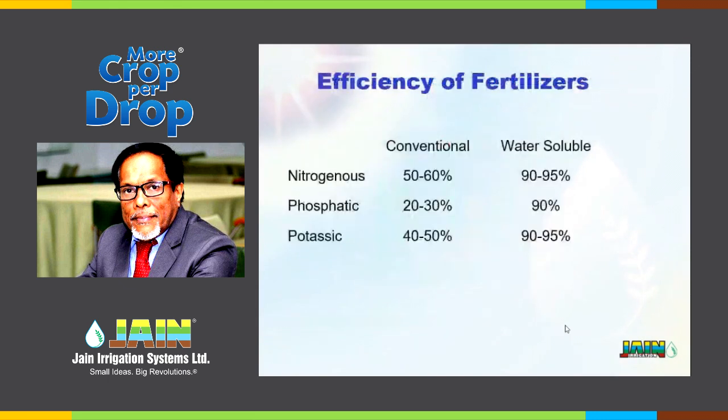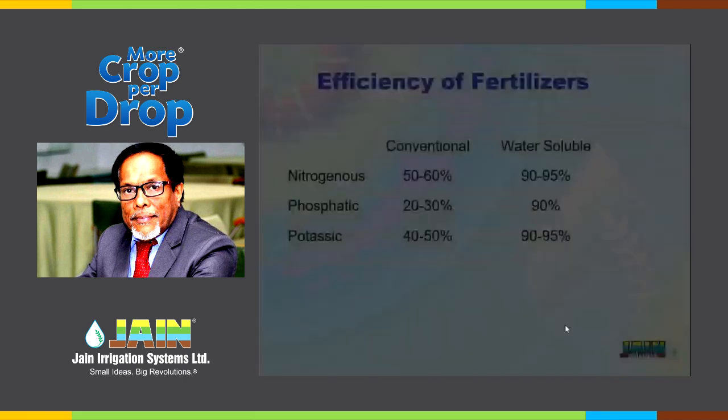Generally speaking, from conventional to water soluble fertilizers, you increase the efficiency of the fertilizers. Nitrogen goes up to 90-95, phosphatic to 90, and potassic to 90-95. It's actually data from some research done in Tamil Nadu Agricultural University. I'm just using it to explain that fertilizer use efficiency increases for all the elements N, P, and K when you change from soil application to fertilizer application through fertigation.